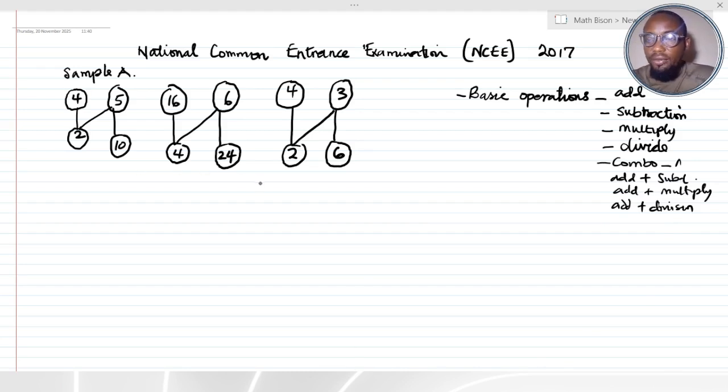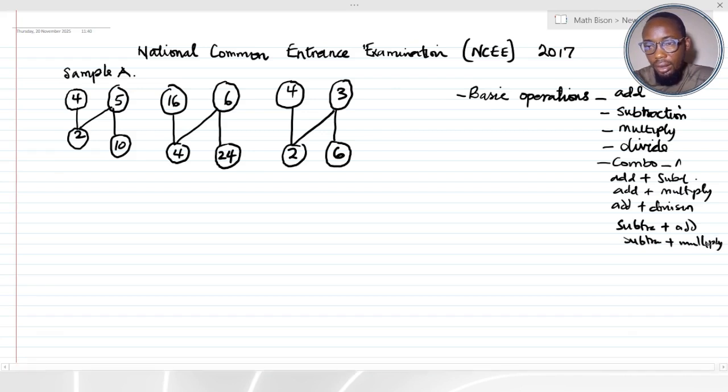Addition combined with division. If it's not working, try the others too. Subtraction, start with subtraction, then combine it with addition. Sometimes the order is very, very important. I may have done addition before subtraction, and this time I may try subtraction before addition. Then just continue. Subtraction, then use multiplication.